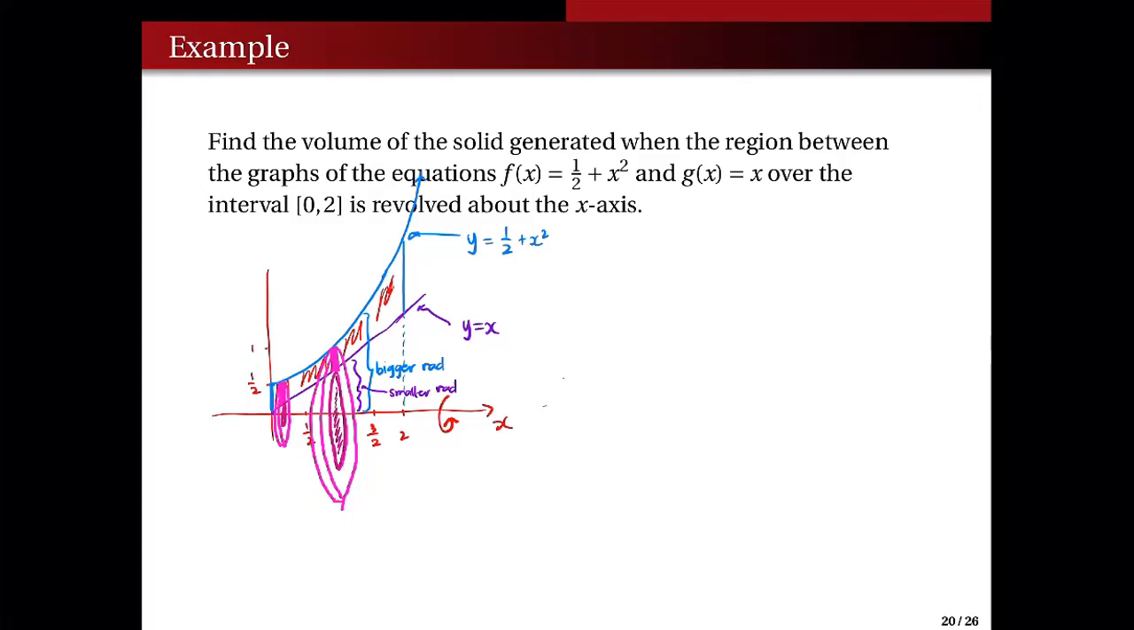Okay? Hence, the volume will just be the integral from 0 to 2 of pi times the bigger radius here. This is simply your f of x. And the smaller radius is simply your g of x. So bigger radius squared, f of x squared, that's (1/2 plus x squared) squared, minus smaller radius squared, that's just x squared here. And then we have the dx.